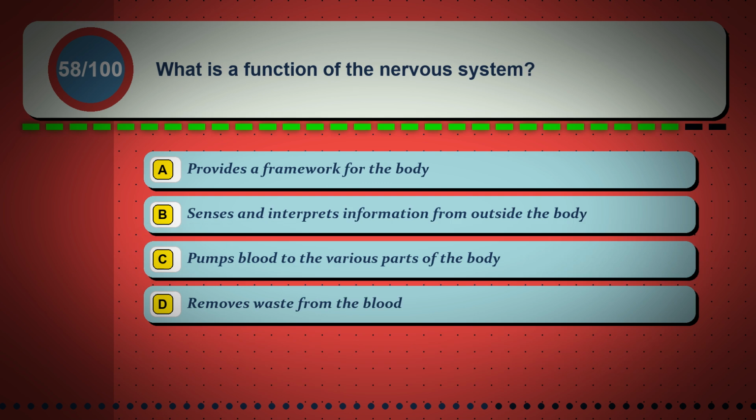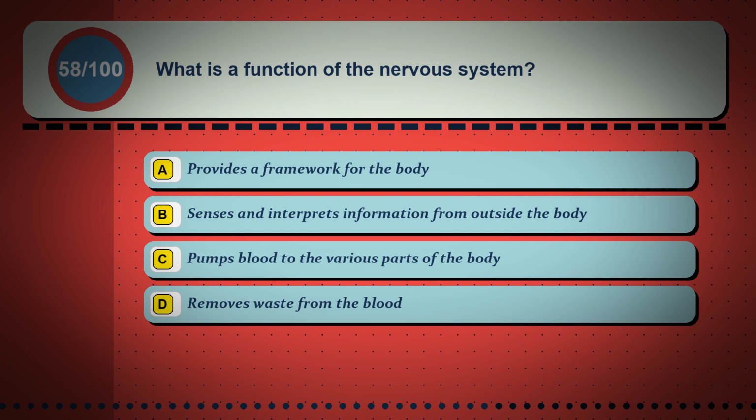Question 58. What is a function of the nervous system? Option A, provides a framework for the body. Option B, senses and interprets information from outside the body. Option C, pumps blood to the various parts of the body. Option D, removes waste from the blood.